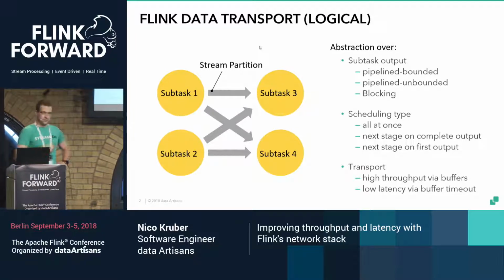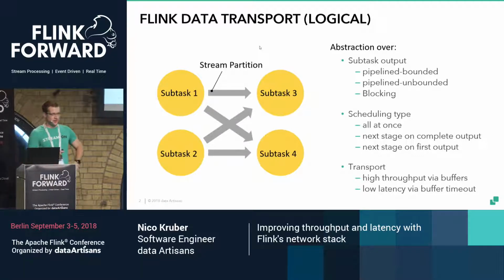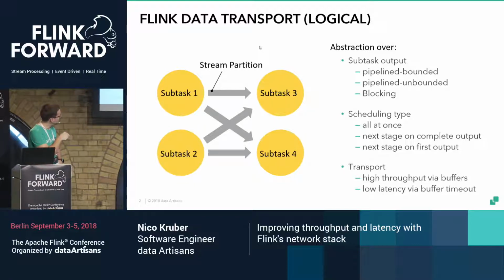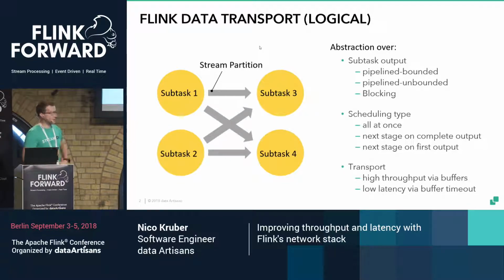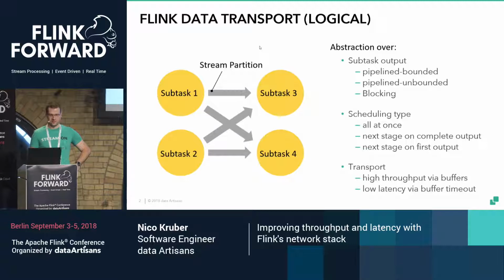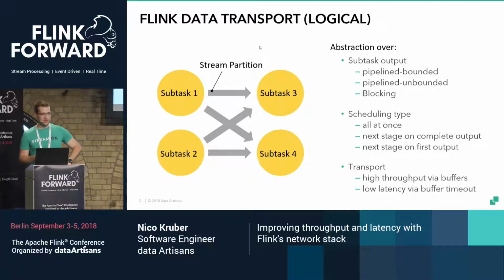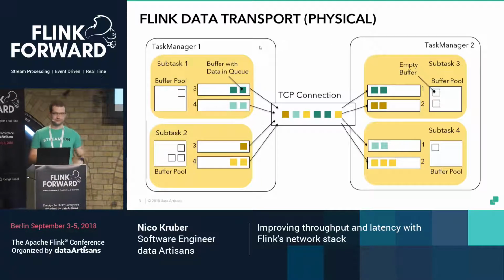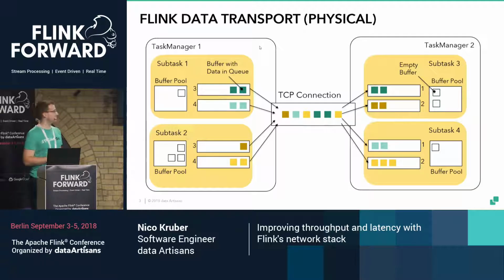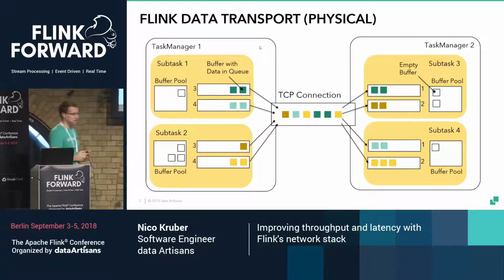This is a logical view. Down in the network stack, we don't have separate connections for each of those. Those would be just too many for bigger jobs. We do actually multiplex there. So this is how it is beneath on a physical level.